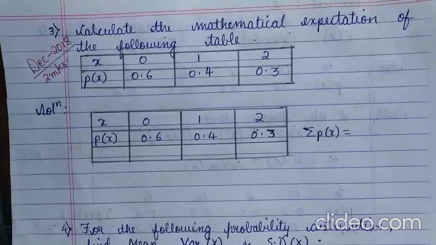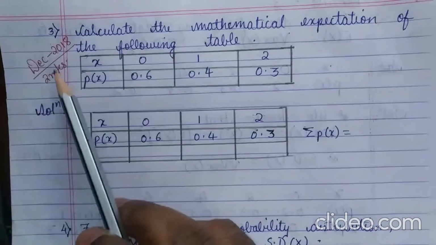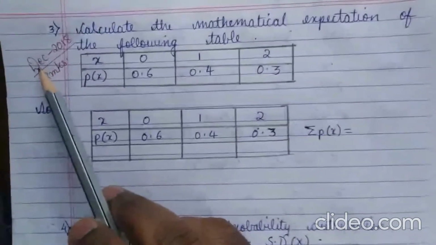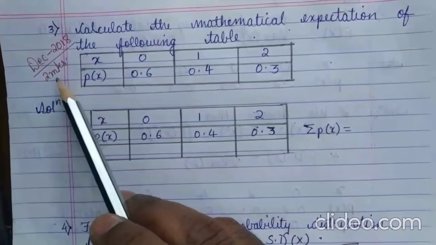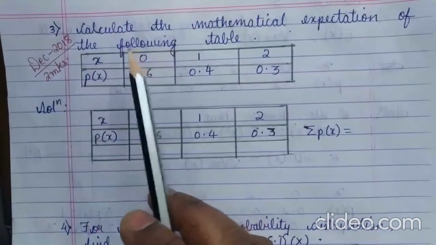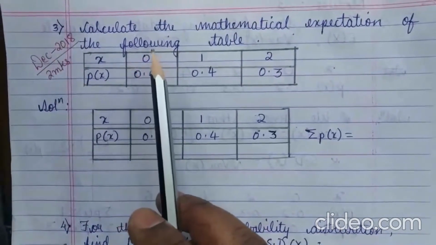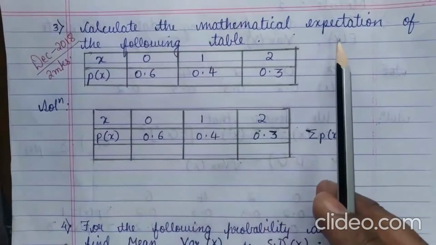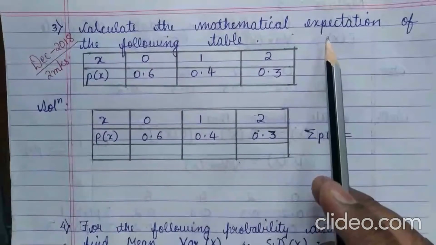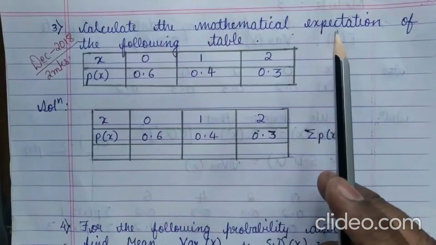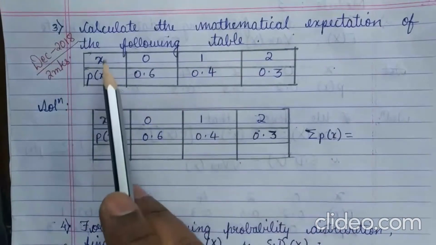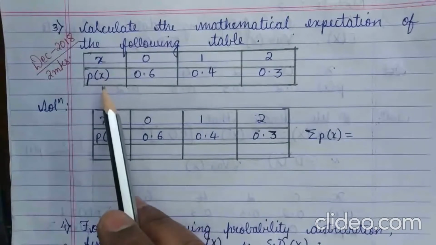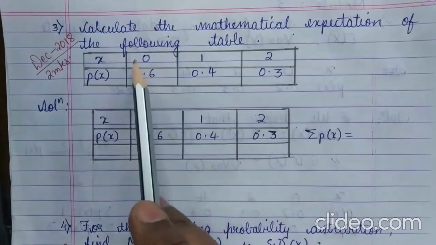The problem that we are going to take today is a previous year question paper problem that was asked in December 2018 for 2 marks. The problem goes like this: calculate the mathematical expectation, that is E of x, the expectation of x, of the following table. They have given a table with x and p of x values.